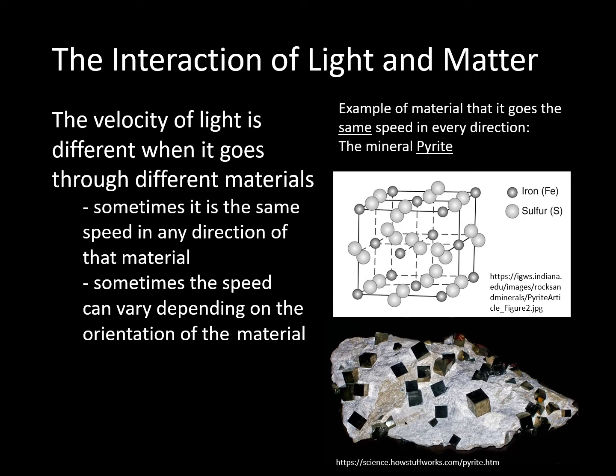So for some materials, the speed that the light can go through them is the same in any direction, but for other materials, depending on how their atoms are arranged, it'll change the speed at different angles that the light is hitting it. An example of a material where the light goes the same speed would be pyrite, and this is because it has a structure that is kind of the same from every angle.